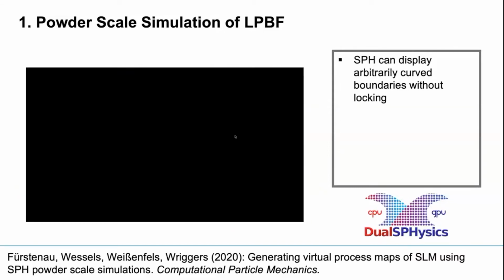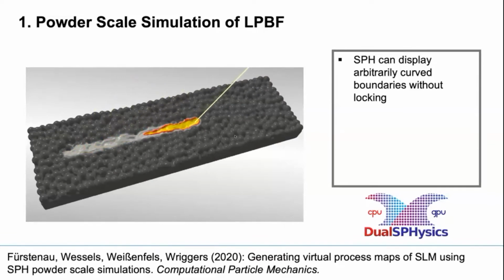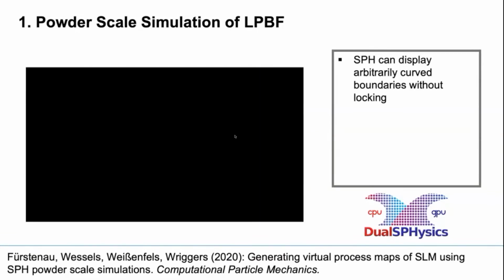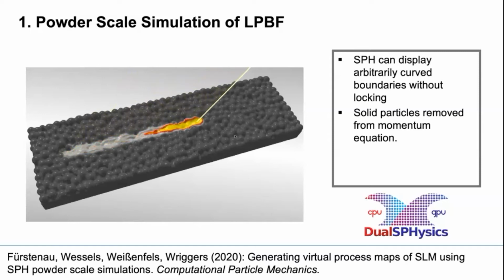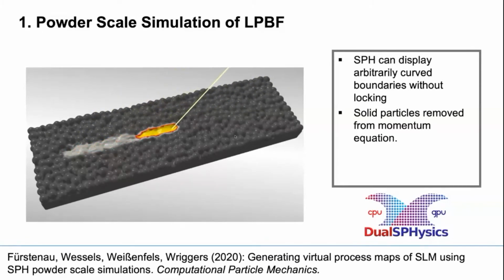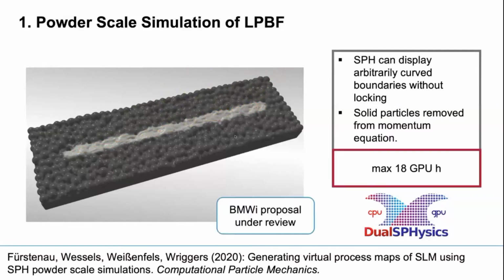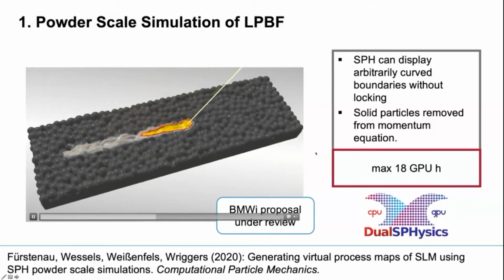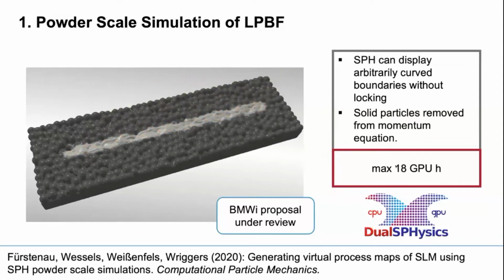So this is a video of the actual process simulation then. We can display arbitrarily curved boundaries without locking. So we can remove solid particles from the momentum equation and only solve the energy equation in the solid domain. And this reduces the actual computing time down to 18 GPU hours per simulation, which is a huge speedup compared to the 100,000 CPU hours of the Lawrence Livermore back in 2016.